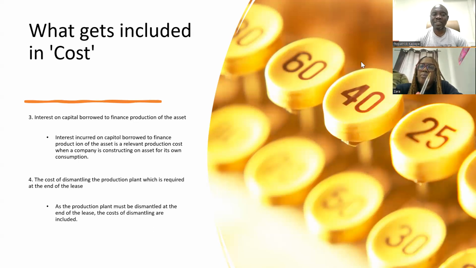So as a production plant must be dismantled at the end of the lease, the costs of dismantling are included, but they have to be discounted. Because the $200 that you're going to spend in the 20th year has to be valued today, because you're making a decision today. And that's a cost that you're going to include in your property, plant, and equipment.